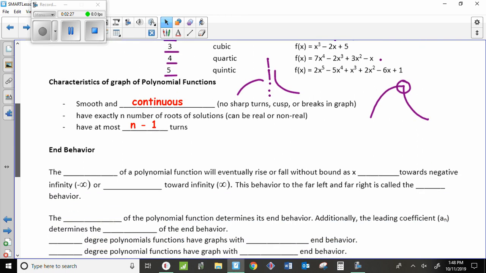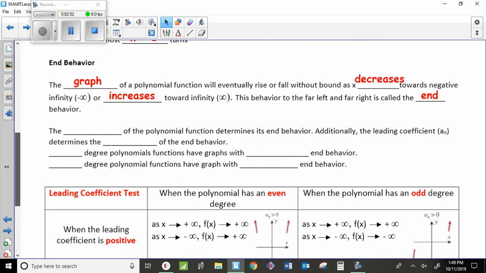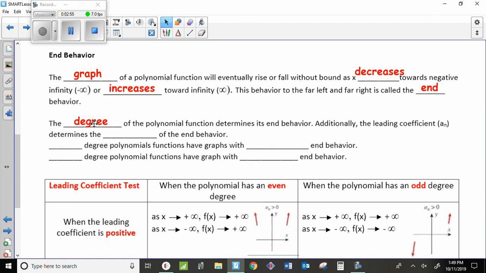Now, the end behavior of the graph. The graph of a polynomial function can rise or fall without bounds as x decreases to negative infinity or increases towards positive infinity. This behavior to the far left and far right is what we call the end behavior. Now, which determines the end behavior? It's the degree of your polynomial function. The degree is the highest degree, which is the degree of the leading term.